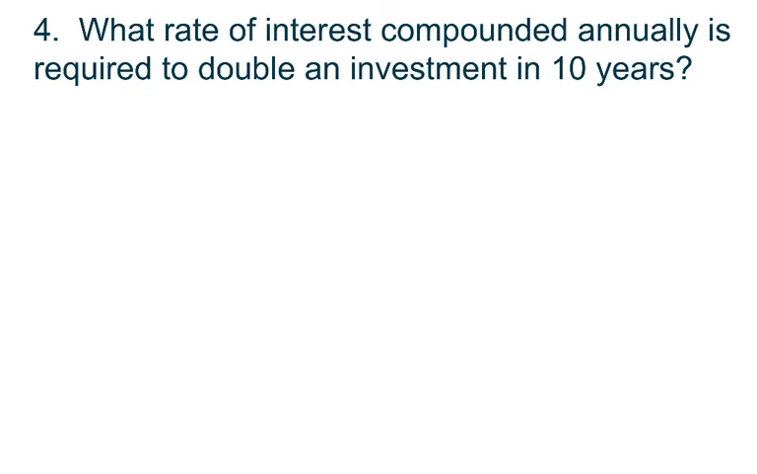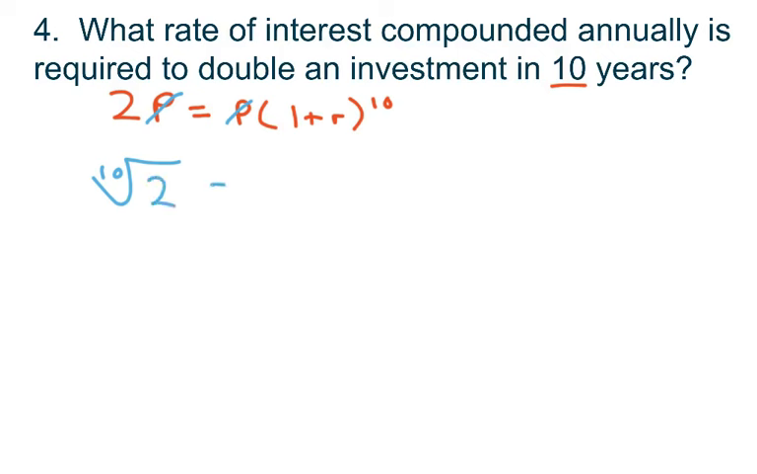And the next one, what rate of interest compounded annually is required to double an investment? So we're going to do the same thing. We're going to write 2P, because we want to double the investment, equals P times (1 plus r) to the 10th power, because it's 10 years. And the P's cancel, and we're going to take the 10th root of both sides. So the 10th root of 2 equals 1 plus r.